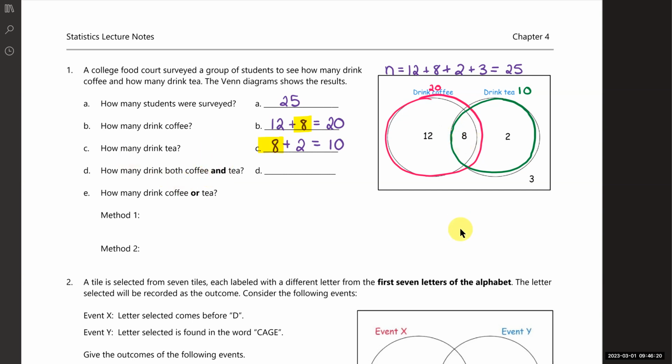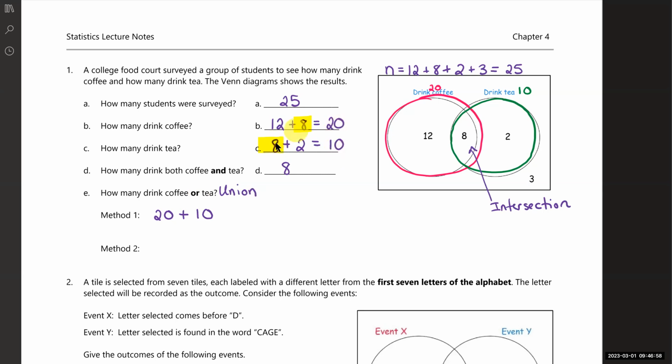And remember, and is intersection. So people that meet both criteria. So intersection. And then let me do or using 2 different methods. All right, so or is union. So you join the 2 groups of people. So you take everybody that drinks coffee, there's 20 people, plus take everybody that drinks tea, there's 10 people.